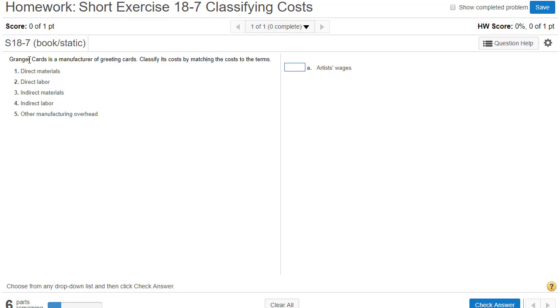All right, so Granger's Cards is a manufacturer of greeting cards. We're going to classify its cost by matching the cost to the terms. So here we got direct materials, direct labor, indirect materials, indirect labor, and other manufacturing overhead. So the artist's wages. So these artists are working directly with creating the cards, so they are direct labor. The wages of the warehouse workers. They are working with the product, so it is a product cost. Their wages are a product cost, but they don't work with creating the greeting cards directly. So these are indirect costs, indirect labor.